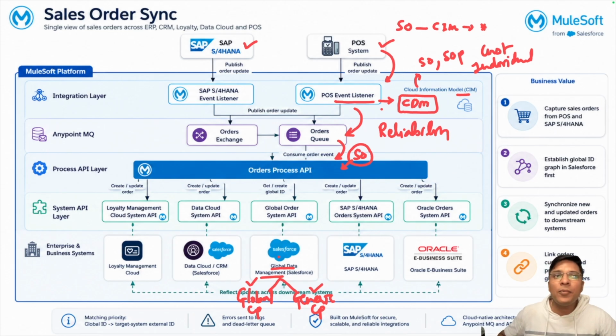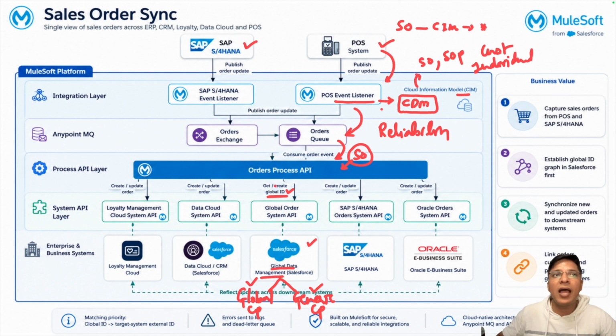Now, once it is mapped to the customer profile, it will bring back the global ID. Now, your sales order is mapped to the customer profile. Then it will check whether this sales order exists. If this sales order exists, then it will be updated with the help of this global ID. If this sales order is not there, it will be newly created inside your Salesforce. That's the first activity.